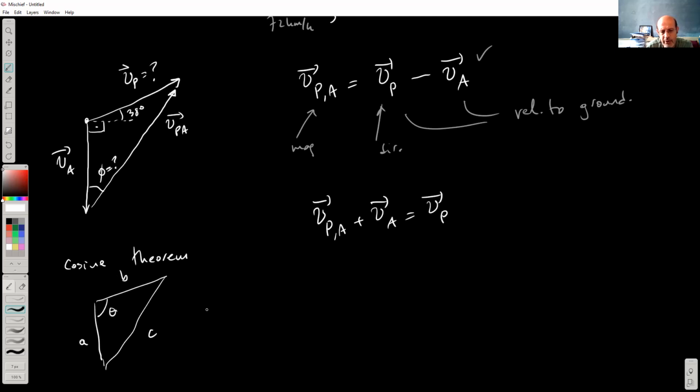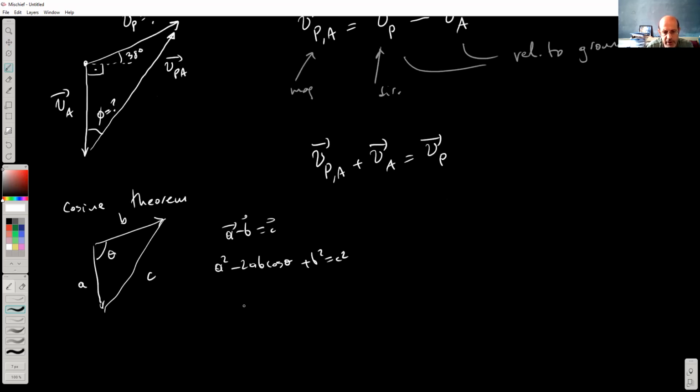What was the cosine theorem? Let me do it like that, okay. A minus B is equal to C. Take the dot product squared, A squared minus 2A dot B, so that's cosine theta, plus B squared is equal to C squared. All right, that's the cosine theorem then. So let's see. 2AB cosine theta is equal to A squared plus B squared minus C squared.